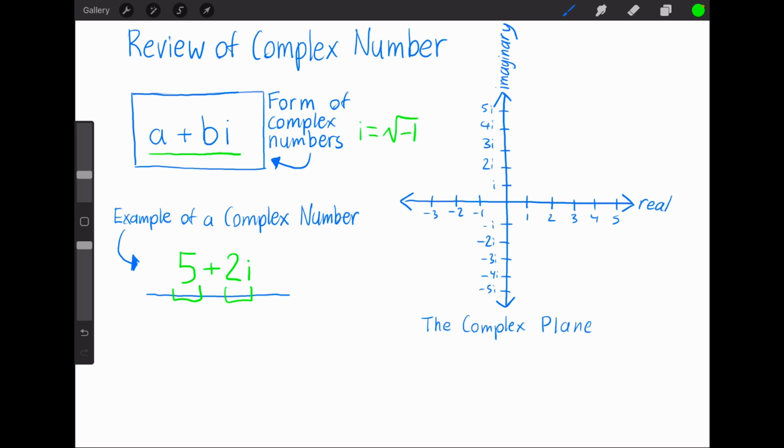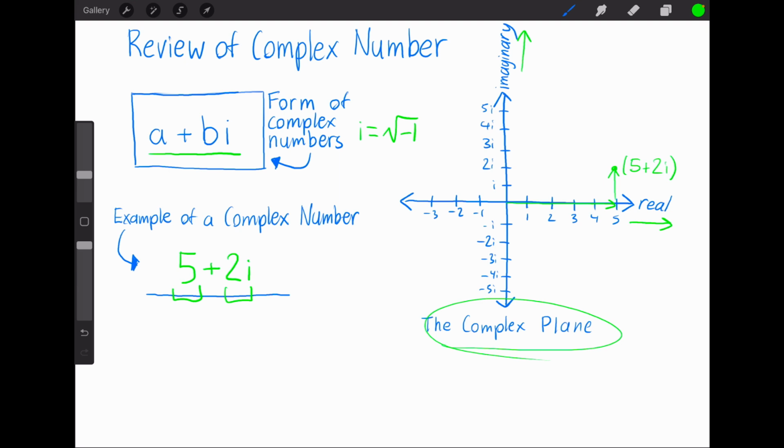Complex numbers can be graphed on a complex plane. A complex plane consists of a horizontal axis representing the real numbers and a vertical axis representing the imaginary numbers. Using the example 5 plus 2i, we can graph the complex number 5 plus 2i by going 5 units right along the real axis and by going 2 units up along the imaginary axis. This point on the complex plane is the complex number 5 plus 2i.